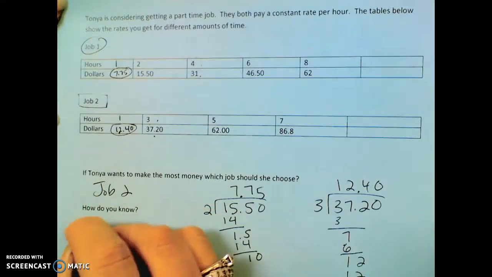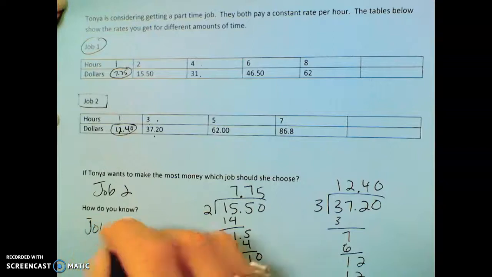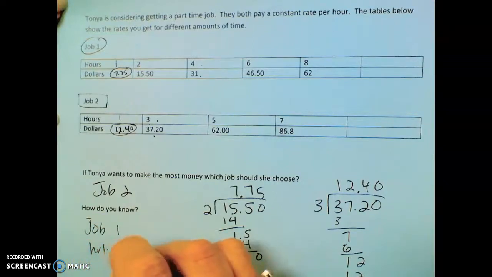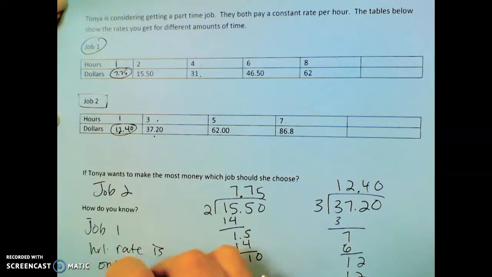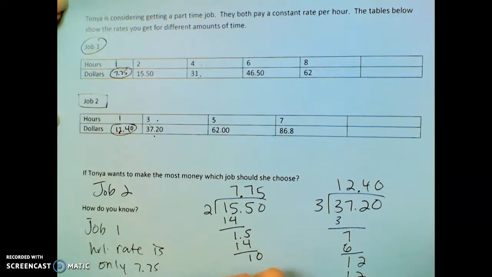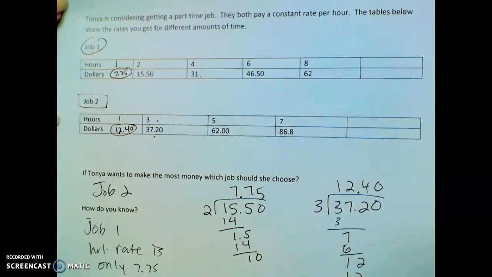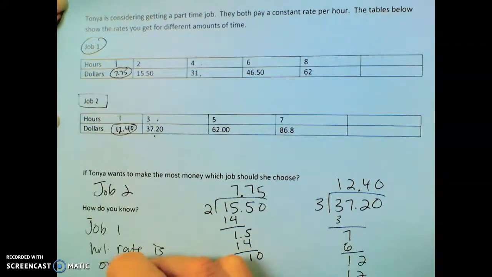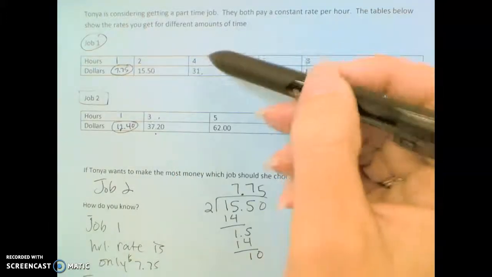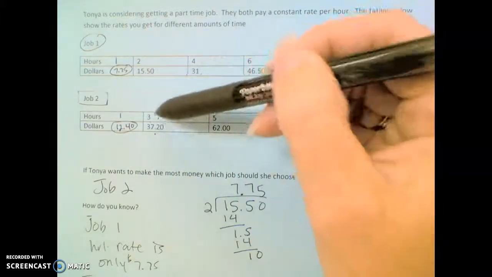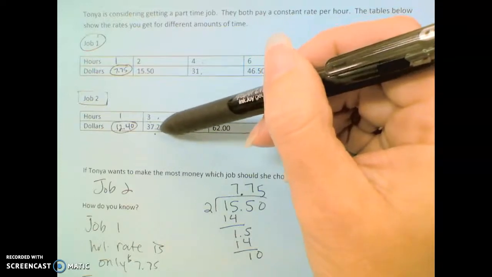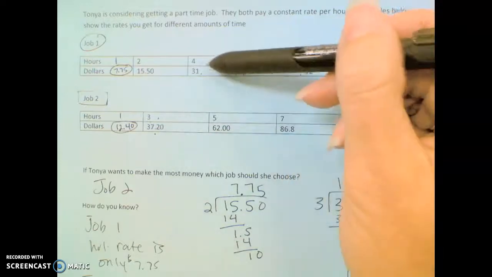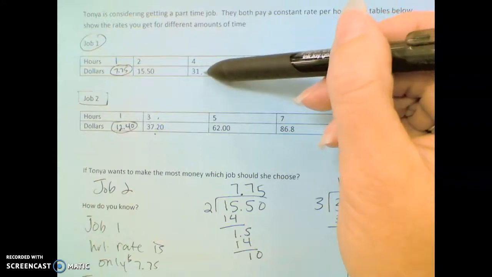How do you know? Job 1 hourly rate is only $7.75. Job 2 is much higher at $12.40 per hour. You could have also said, if you used the 4 and the 3, you could have said job 2, because in 3 hours she makes $37.20, which is more than she makes in 4 hours at just $31.